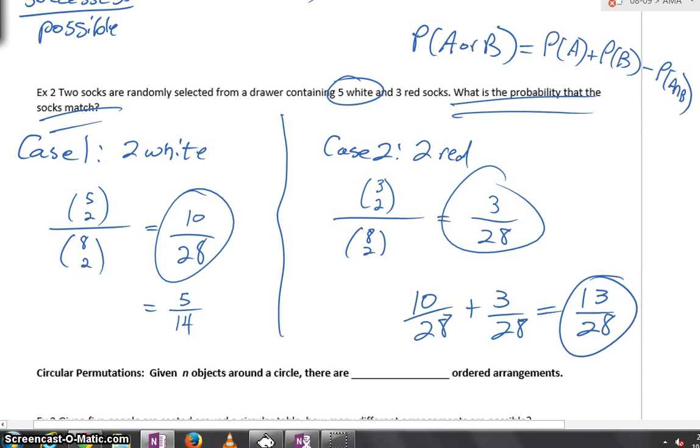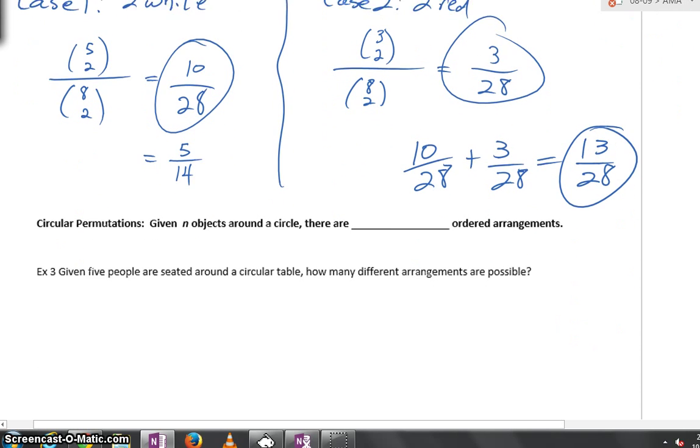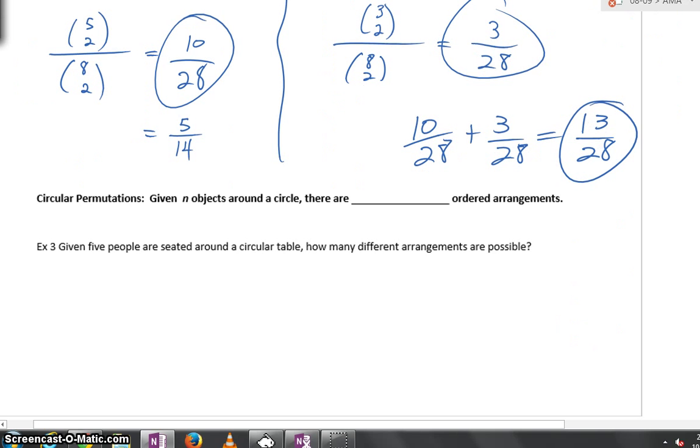Guys, one more little problem here. Circular permutations. Given that you've got n objects around a circle, there are so many ordered arrangements. Let me give you the formula real quickly. It's n minus 1 factorial. There will be n minus 1 factorial ordered arrangements. Now, we have to talk about what's going on here.